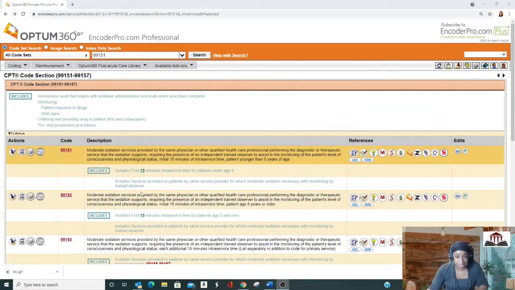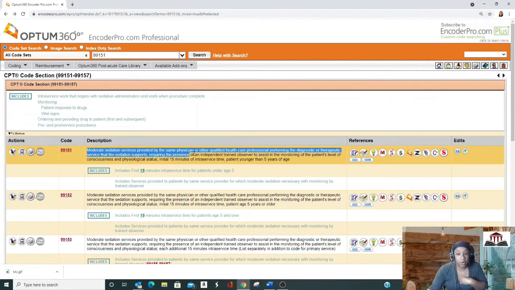So when we dig into the description of the parent code, right? And when you look in CPT, I call it the parent code because it's a code. I mean, here it looks a lot better. It copies all the full definition, but the parent code has the complete descriptor at that code level, right? So this is for moderate sedation services provided by the same physician that's performing the diagnostic or therapeutic procedure or service that the sedation supports, right?